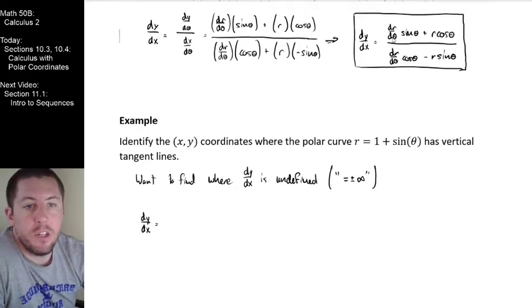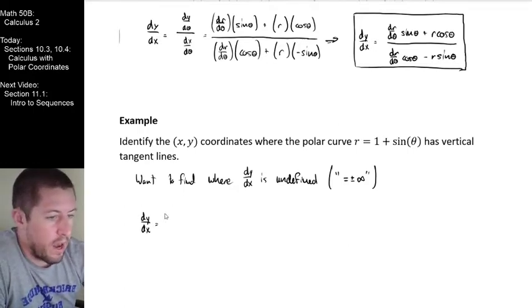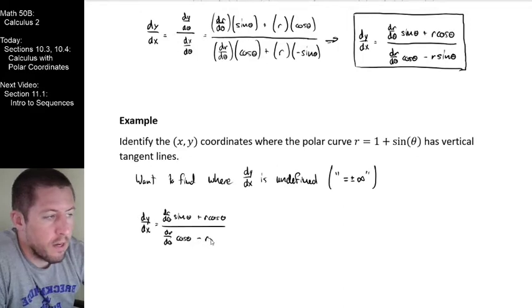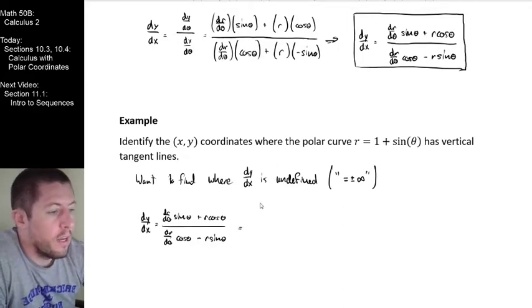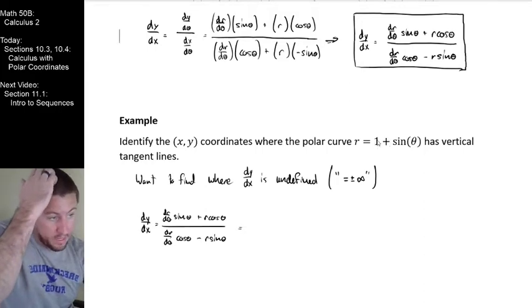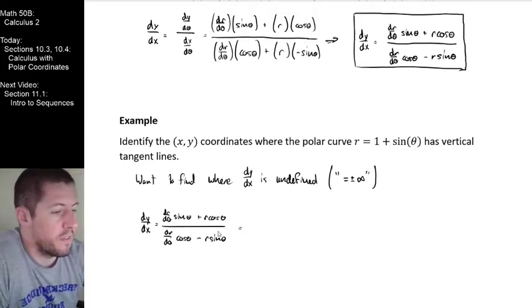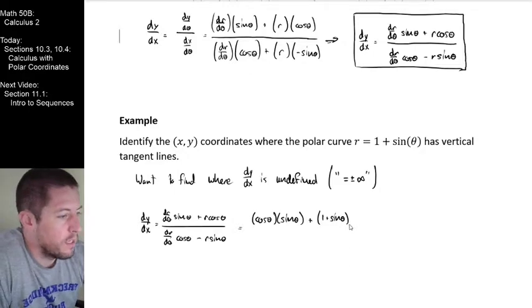Well, first things first, take the derivative of r with respect to theta. I'll actually just write out the formula here: dy/dx equals dr/d theta sine theta plus r cos theta, all divided by dr/d theta cos theta minus r sine theta. So let's go ahead and do it. dr/d theta, the derivative of r with respect to theta: well, the derivative of 1 goes to 0, the derivative of sine goes to cosine. So I'm going to get cosine theta times sine theta plus the entire equation r, which is 1 plus sine theta, times cosine theta.